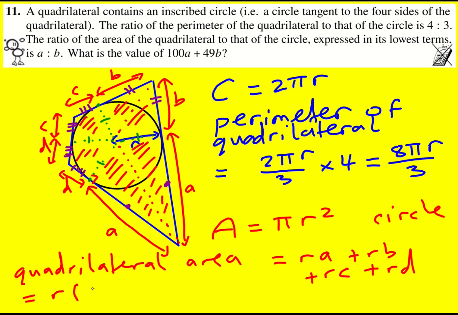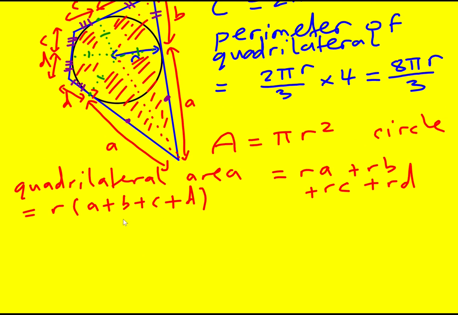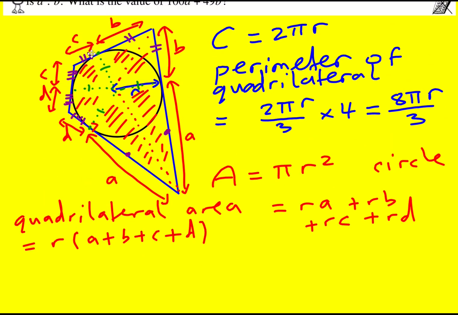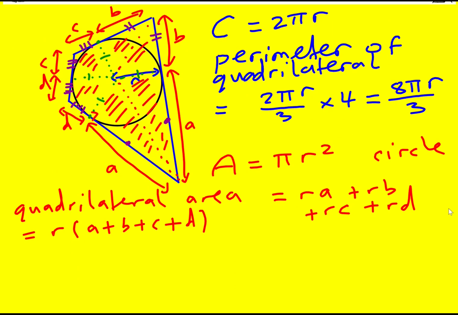So if I factorize that out, it's going to be R times A plus B plus C plus D. Now here's the thing, this is half the perimeter. The whole perimeter is going to be 2A plus 2B plus 2C plus 2D. And I know the perimeter of the quadrilateral. So I'm done. I can actually work out the area. It's going to be r times 4 pi r over 3, or 4/3 pi r squared.